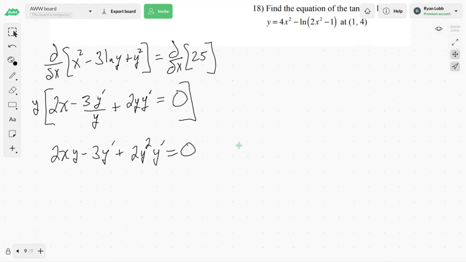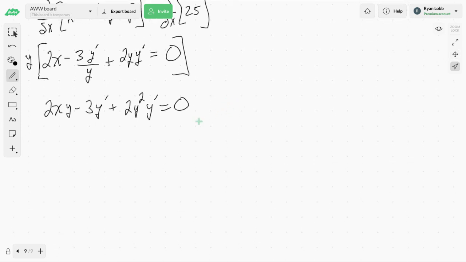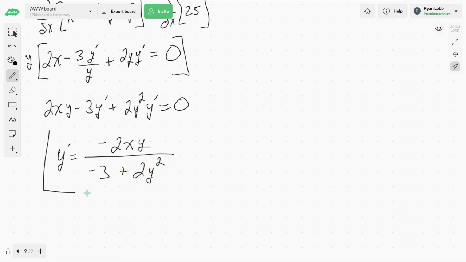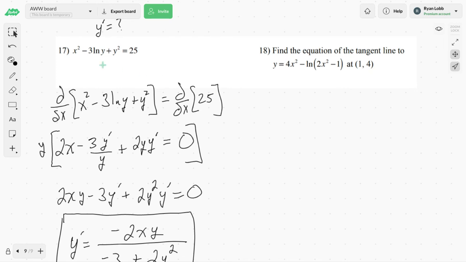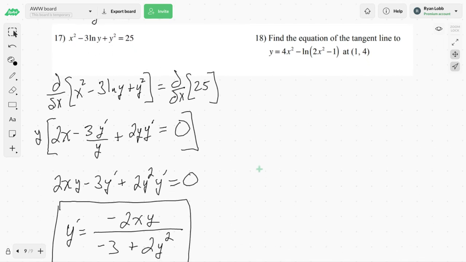And then what? Solve for y prime. Move the 2xy over, factor out the y prime, divide by what's left. So that would imply that y prime is equal to negative 2xy divided by, when I factor out the y prime, what's left? Negative 3 plus 2y squared. So there we have a logarithm. We have implicit differentiation going on, so we can find some of those processes and ideas and concepts there. So there's find the derivative of that implicitly defined function that includes a logarithm.